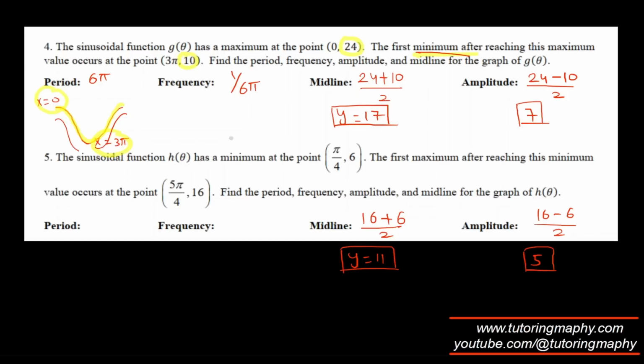Likewise, from pi over 4 to 5 pi over 4, it's 4 pi over 4. 4 pi over 4 is just pi. So pi is half period, because obviously it's from maximum to immediate next minimum. So 2 pi will be the period and the frequency will be reciprocal of that.